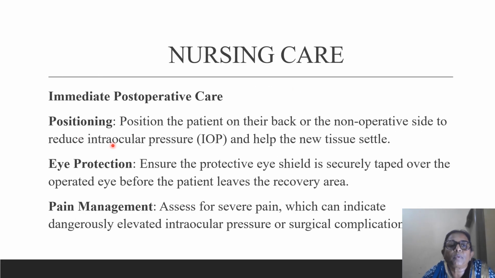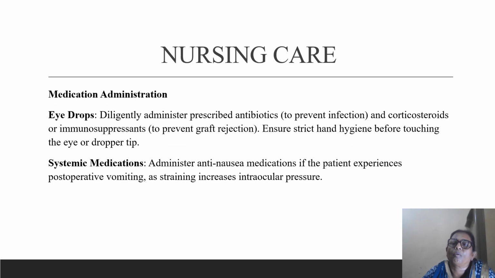So immediate post-operative care: positioning the patient, especially on their back or the non-operative side, to reduce intraocular pressure and help the new tissue settle. Eye protection: ensure the protective eye shield is securely taped over the operated eye before the patient leaves the recovery. And pain management: assess for pain, and if there is pain, we have to give analgesics, because severe pain may indicate dangerously elevated intraocular pressure or surgical complications.